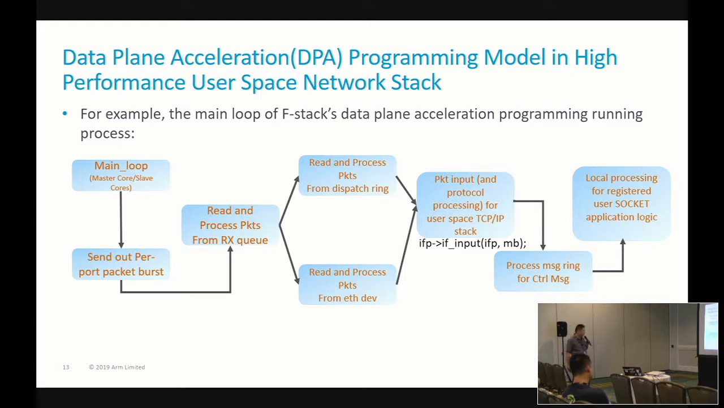And for each core, it will do the user space processing. You can see that besides reading and processing packets from the dispatch ring and from the Ethernet device, it will do the packet input into the protocol stack through the typical ether input, which is a typical FreeBSD network packet input. So this is the combination between the user space network stack and DPDK.